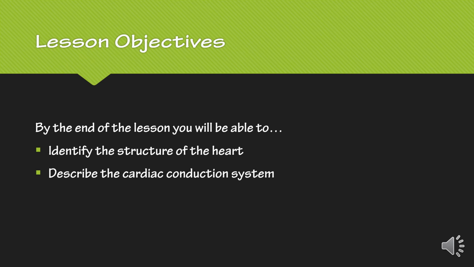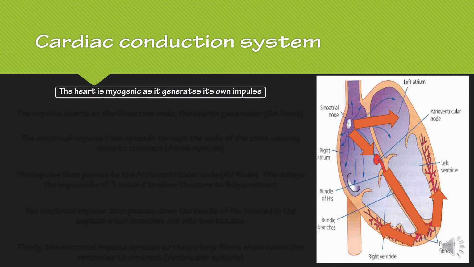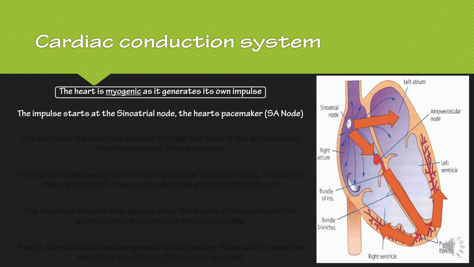Okay, so let's have a look at the cardiac conduction system. The cardiac conduction system describes how the heart actually beats. Now, the heart is unique in the fact that it's myogenic, and this means it generates its own electrical impulse. Imagine electrical wire in your house, then the wiring is exactly the same within the heart. Now, the difference with the heart is that it can generate its own impulse. It's the only muscle in the body that can do that, and the impulse starts at the heart's pacemaker, known as the sinoatrial node, or SA node.